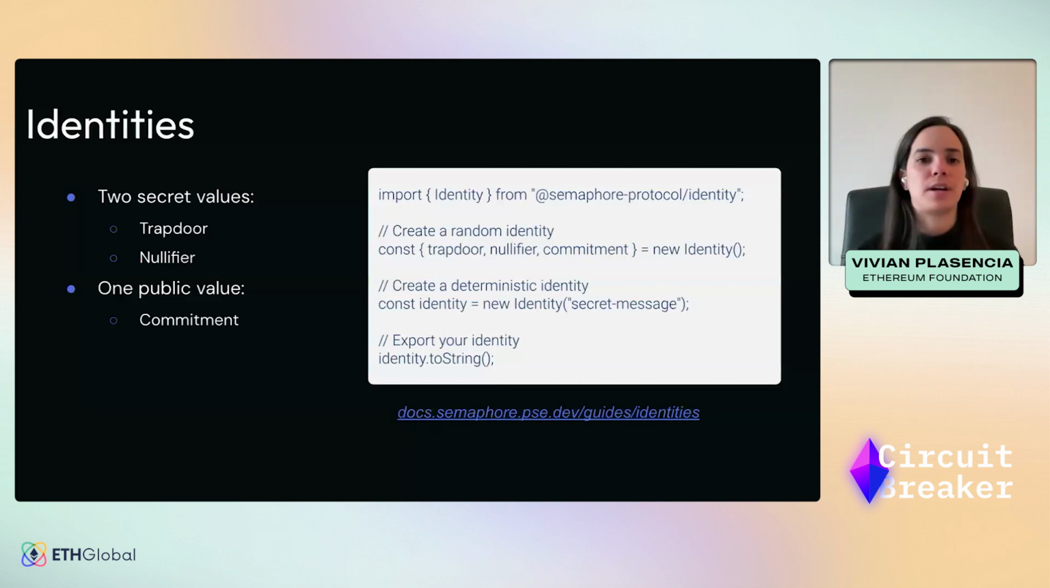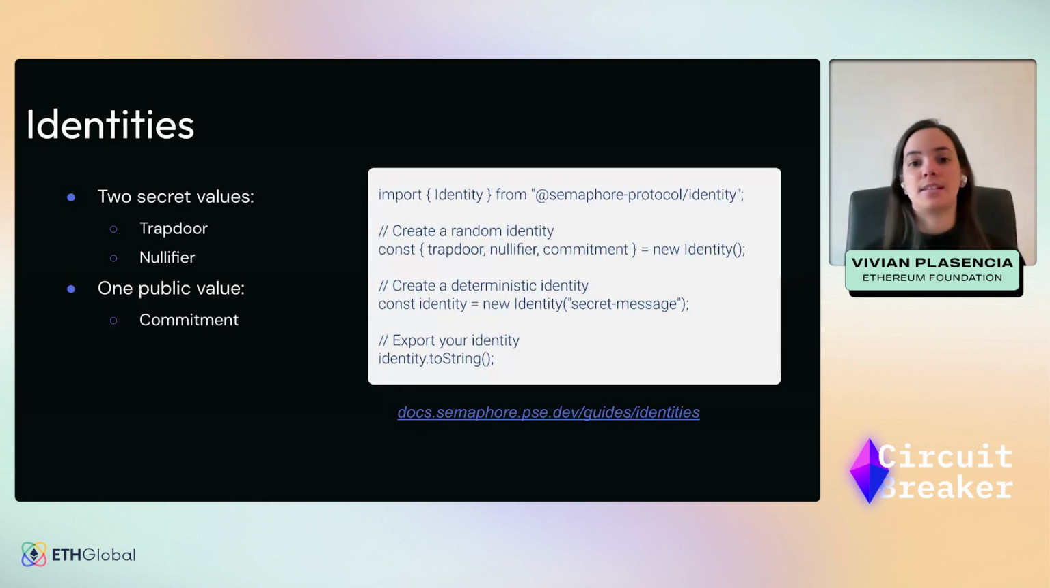The first part to interact with the Semaphore protocol is to create an identity. An identity is made up of two secret values, which are the identity trapdoor and the identity nullifier. And there is another public value, which is the commitment. The Poseidon hash of the trapdoor and nullifier is called the identity secret, and the hash of this identity secret is called the commitment, which is the public value that you can see here.